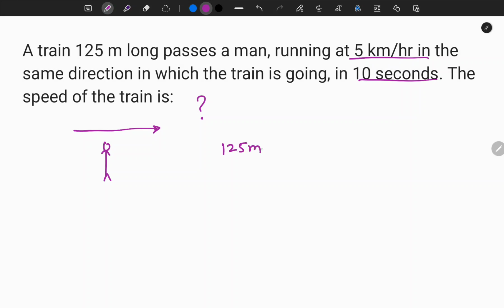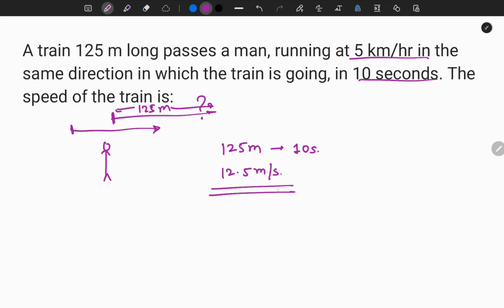Now 125 meters is actually covered in 10 seconds. That means that it obviously has to cover 125 meters for the train to have completely passed the man. So this is the end of the train. The end of the train is here. This is 125 meters. So to cross the man, 125 meters in 10 seconds, your speed will now be 12.5 meters per second.